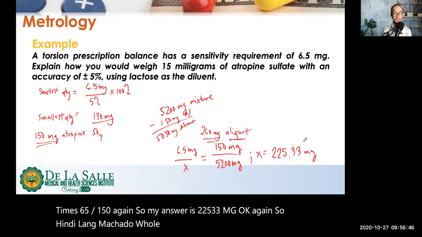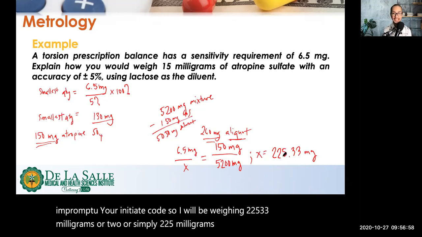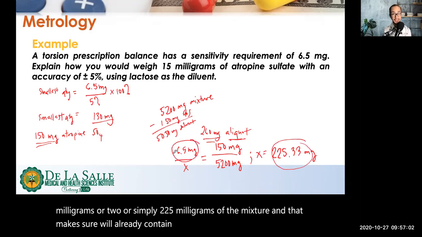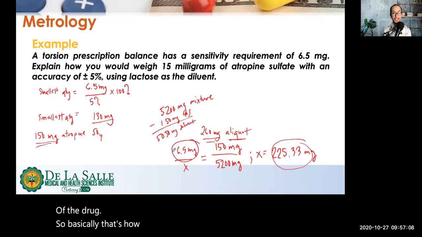Because what I thought of was somewhat impromptu. So I will be weighing 225.33 milligrams, or simply 225 milligrams of the mixture, and that mixture will already contain 6.5 milligrams of the drug. And so basically, that's how the aliquot method of weighing and measuring works.